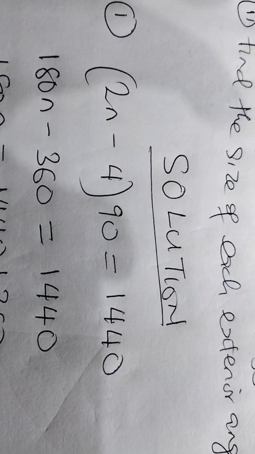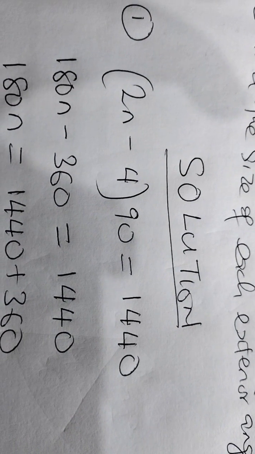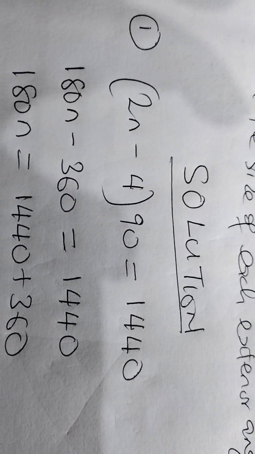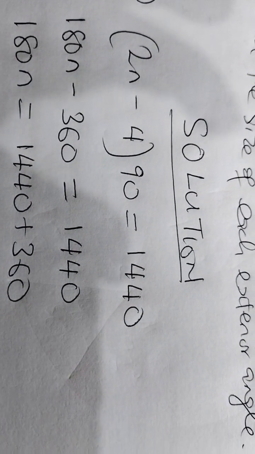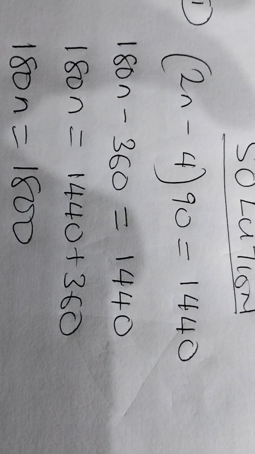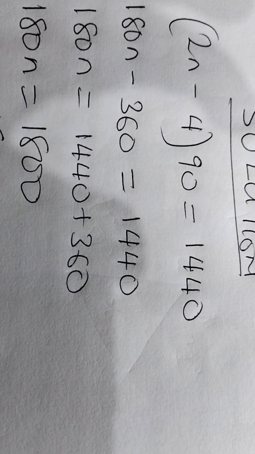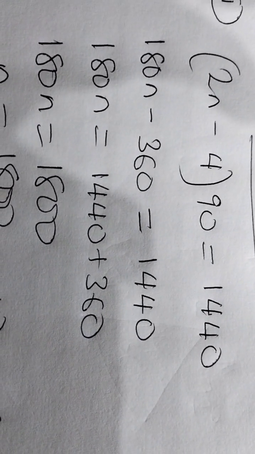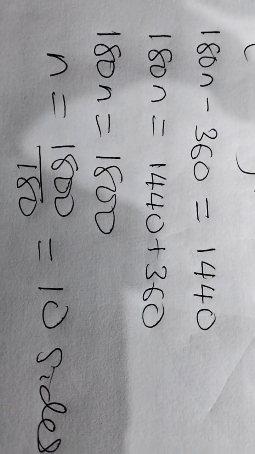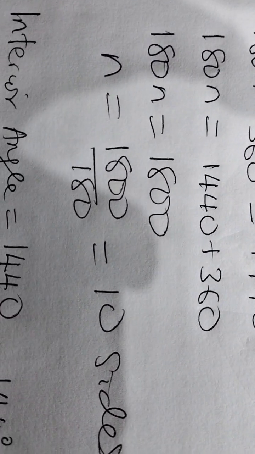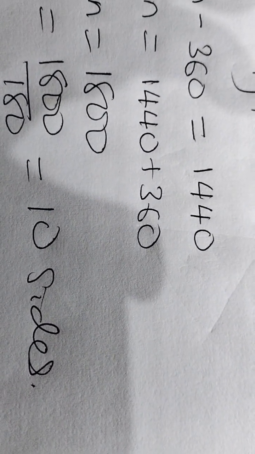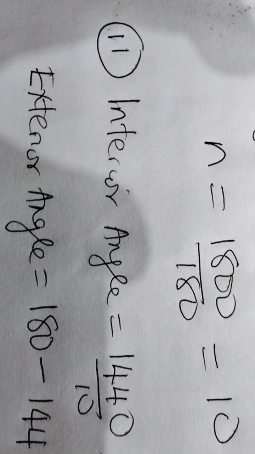Solution for 2AI, the sum of the interior angles of a polygon is given by 2n minus 4 multiplied by 90, which is equal to 1440. Open the bracket, we have 180n minus 360 equal to 1440. Collecting like terms, 180n equals 1440 plus 360. 180n becomes 1800, n becomes 1800 over 180, giving us 10 sides. The polygon is the decagon with 10 sides.